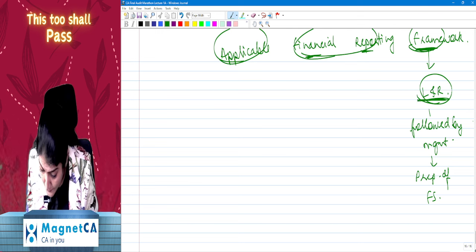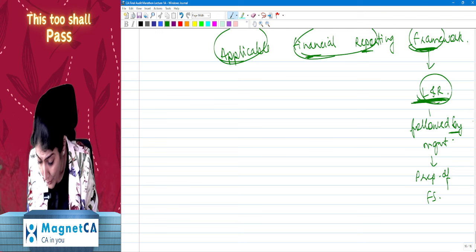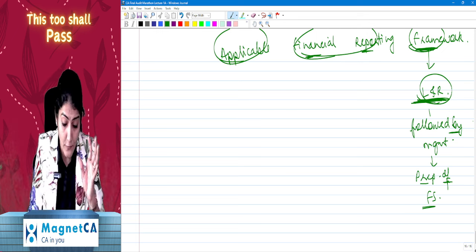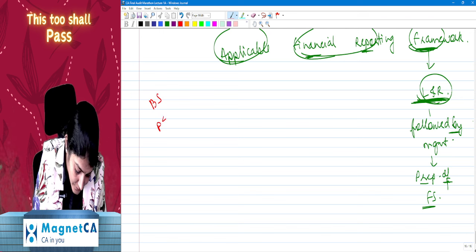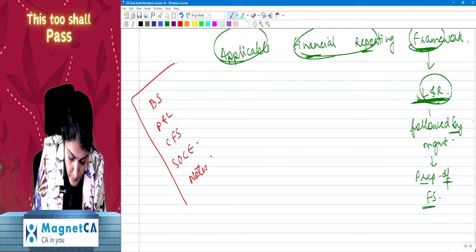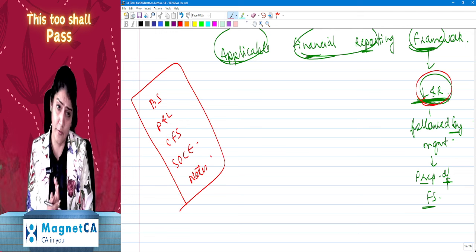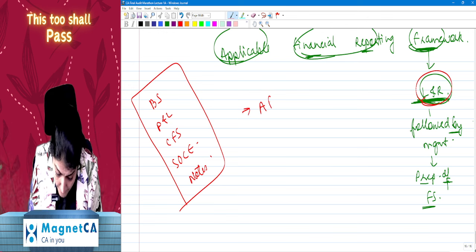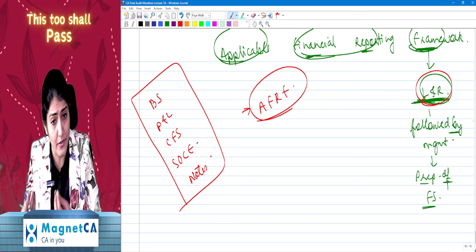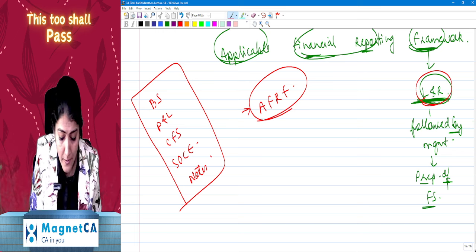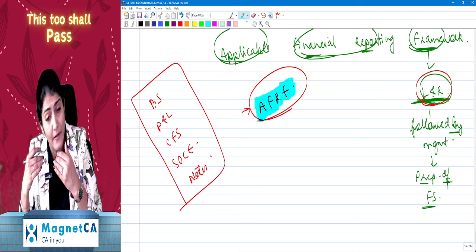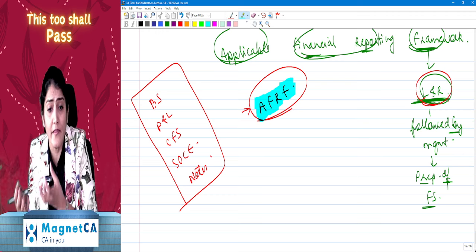Right, so framework means the laws and regulations which are to be followed by the management in the preparation of the financial statements. Management, when you prepare the balance sheet, profit and loss, cash flow statement, statement of changes in equity, notes, you have to prepare it as per the laws and regulation. Right, so what is that? That is the applicable financial reporting framework. The framework which is to be applied while doing the financial reporting, the laws and regulation.